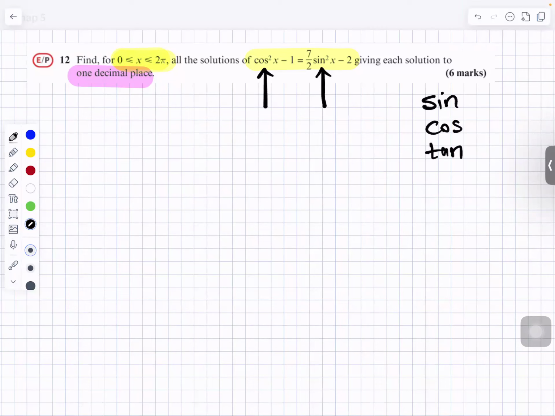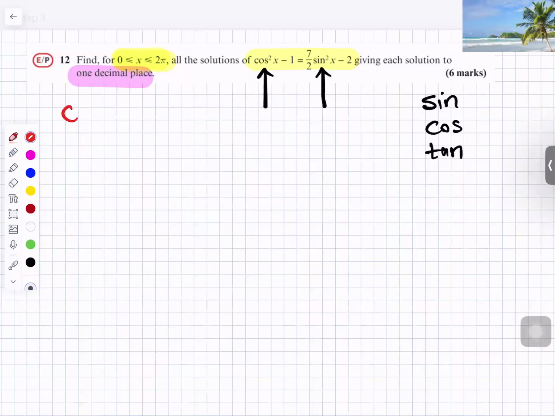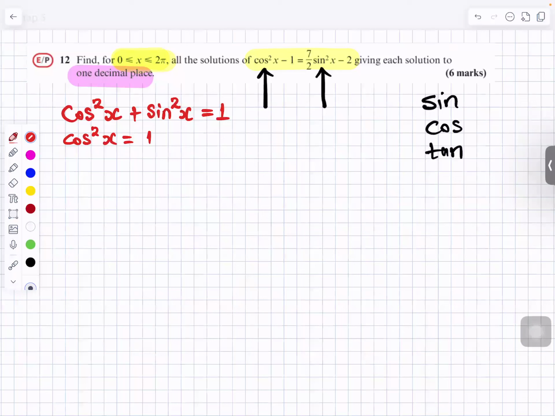Let me put the formula here, which you must remember. cos²x + sin²x is identical to 1. So we want to replace cos squared. What do we replace it with? Make cos²x the subject. What would that be? That would just be 1 − sin²x.